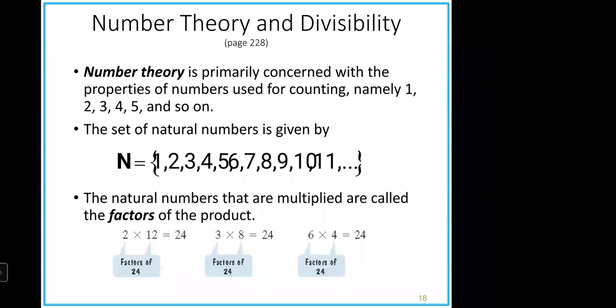So those numbers that you multiply to get 24 are called factors of 24. And of course, the answer is referred to as the product. Anytime you multiply, the answer you get is called the product, and the numbers that you multiply to get the product are called the factors.